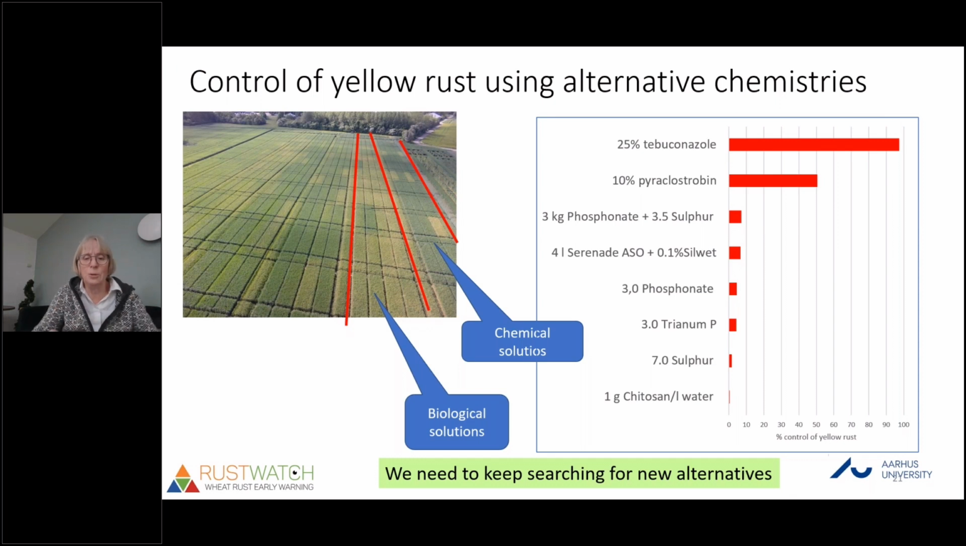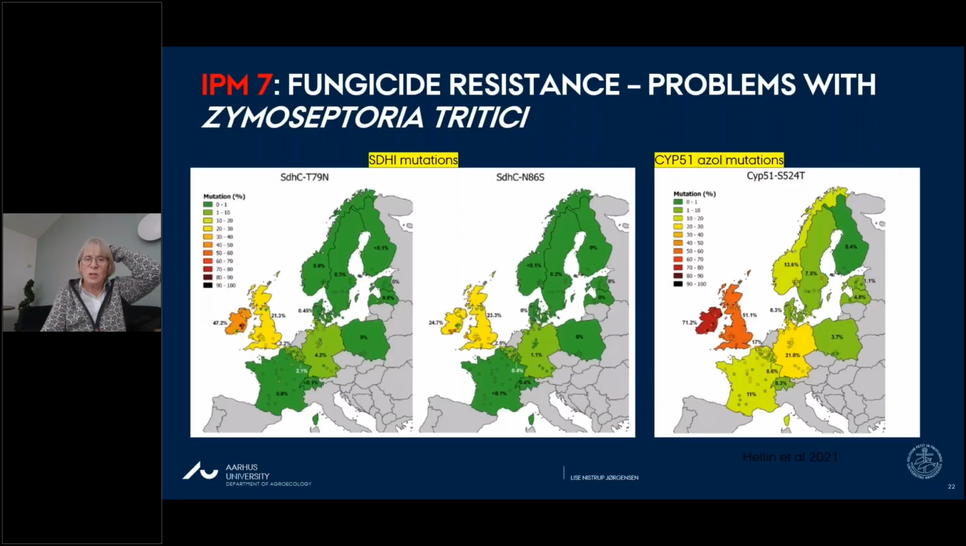So kind of an opposite picture to what we see at the right. So there are challenges there. We need to search for new alternatives if they are to be replaced against rust diseases. I won't touch much on fungicide resistance because Nicholas will be doing that.